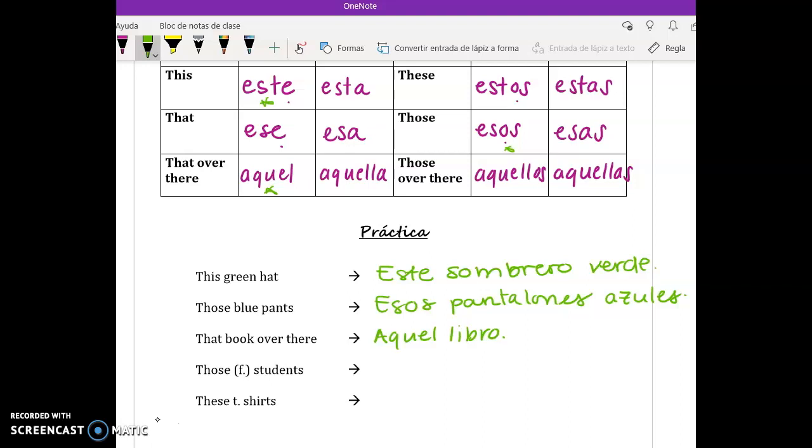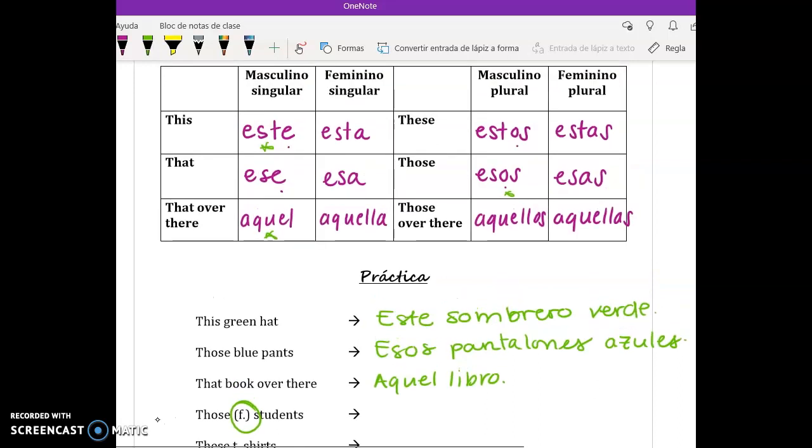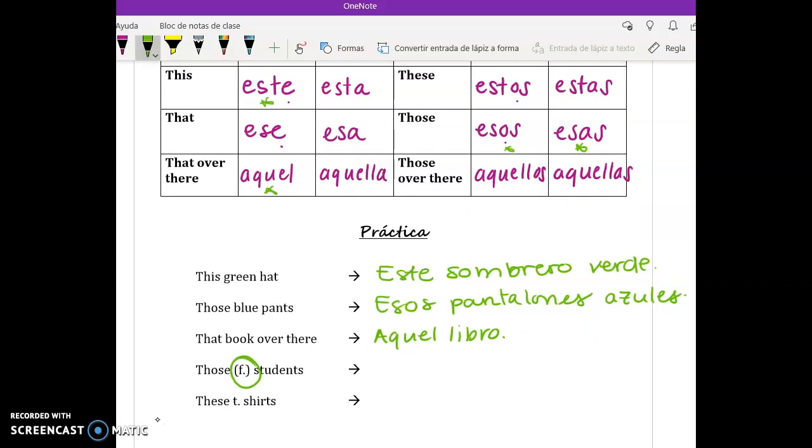Okay? Moving on to those students. Okay, so think back, beginning of the school year. How do we say students? Oh, and I want it to be feminine. Las estudiantes, right? All right, so we'll look at the chart. We're looking for feminine plural to agree with those. Okay, so we're just going to write esas estudiantes.